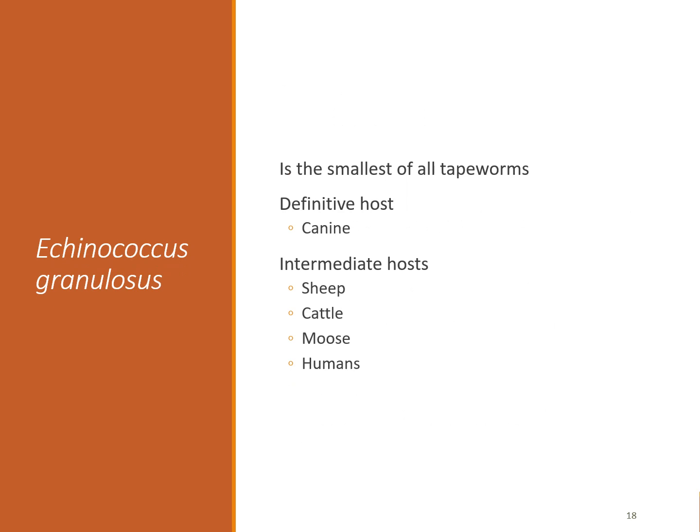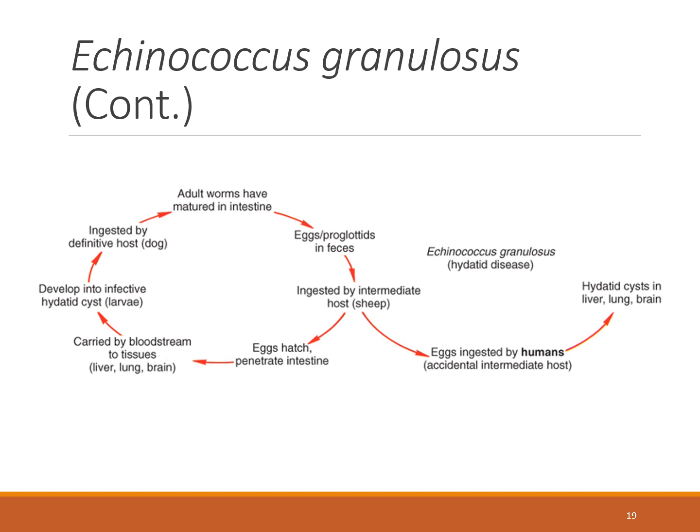Echinococcus granulosus is the smallest of the tapeworms, so the definitive host is the canine. But it also can infect sheep, cattle, moose, humans. And so this one also, like the others, it's accidentally ingested after being in close contact with the definitive or intermediate host. And so again, it does have a life cycle that it goes through, in which it can actually infect the human, and so the human would be the accidental host.